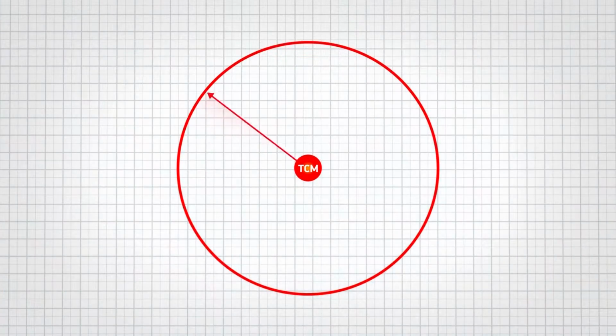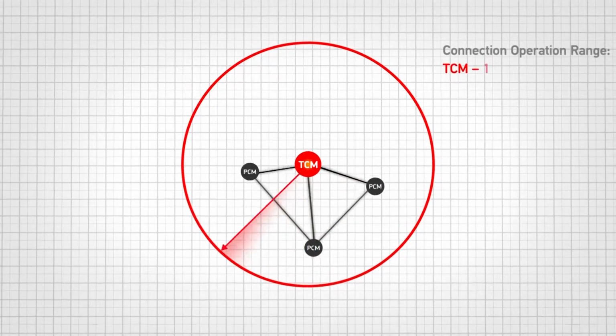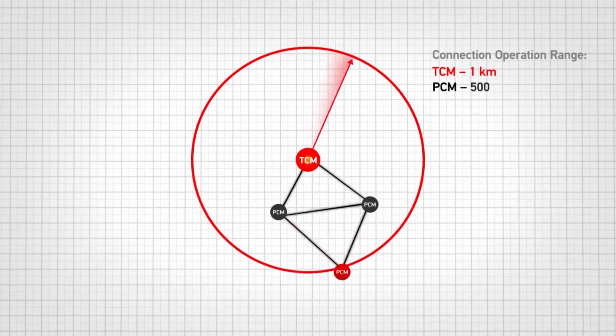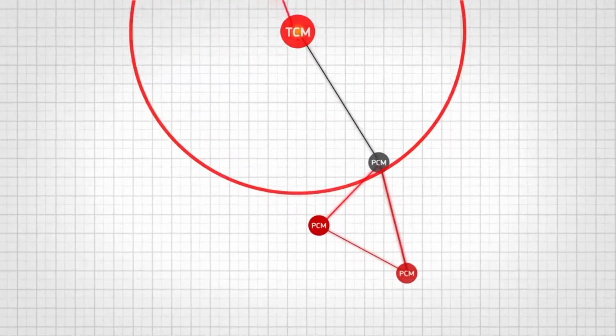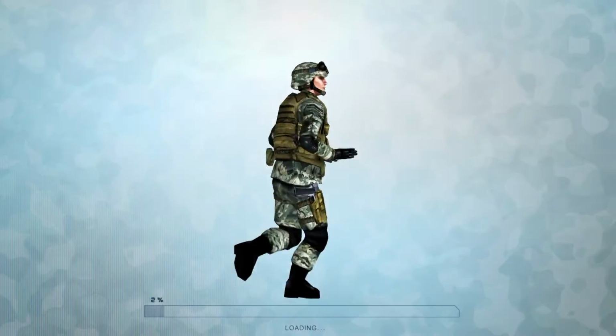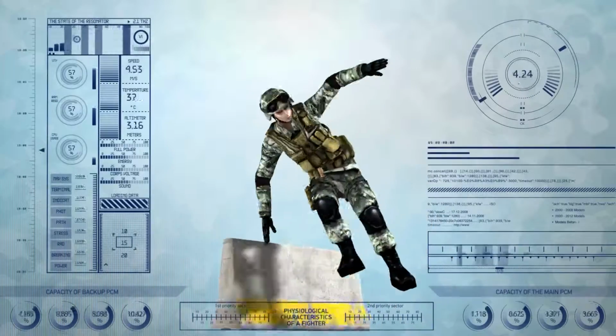SEDA technology uses a revolutionary type of communication between soldiers and tactical computation modules that by no means can be detected or neutralized. TCM connection operation range is 1 km, PCM 500 meters. Primary computational modules can relay a signal between them. Each uniform set is designed for individual use.